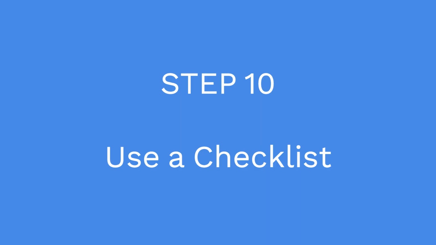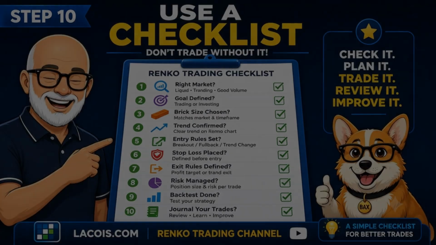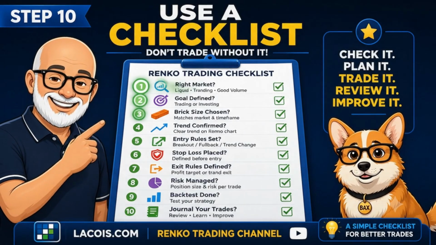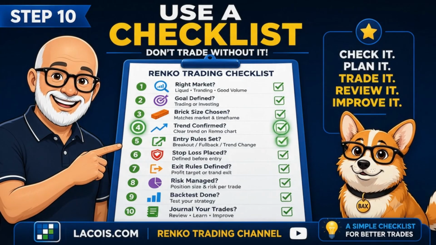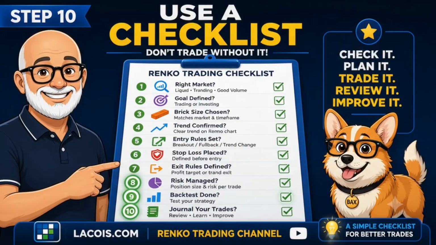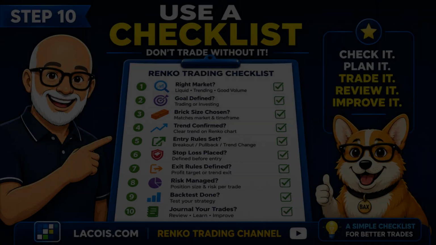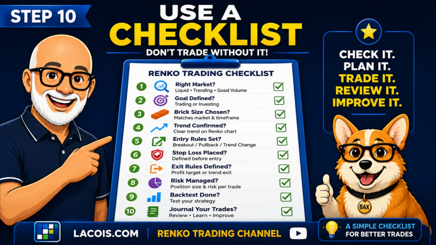Step 10. Use a checklist. Before every trade, I like using a simple checklist. Did I choose the right market? Is the trend clear? Is my brick size appropriate? Do I know my stop loss? Do I know my exit? That simple habit slows me down and helps reduce emotional decisions.